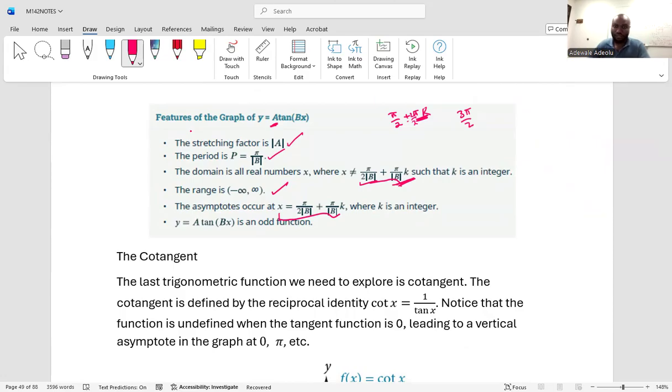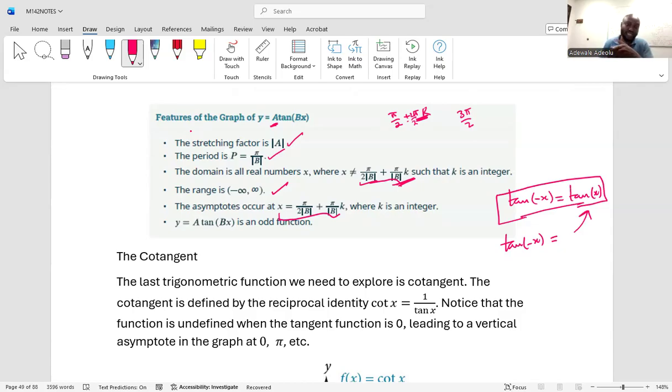And tangent is an odd function. You remember? Tangent of negative x will be negative tangent of x. So you can prove that. In fact, you should pause this video to prove that just by saying tangent of negative x is, how can you rewrite this? Sine of negative x divided by cosine of negative x. Then move from there and make sure you are able to arrive at this. So sine is odd, tangent is odd, cosine is even, secant is even, right?